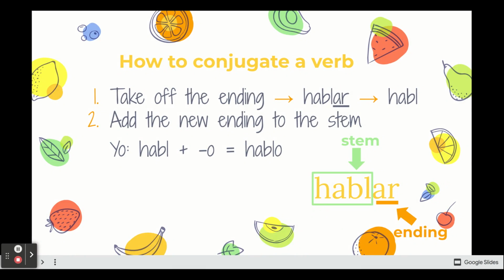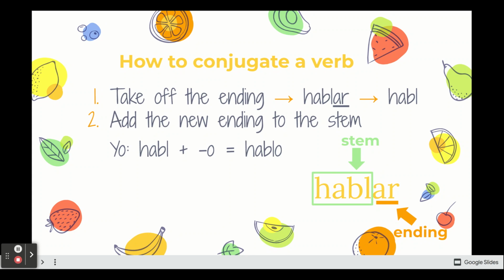So let's review how we conjugate a verb. The first step is to take off the ending. So in this case, it would be ER and IR. My example is an AR verb, but it's the same rule. So if it was an ER or an IR, you would take it off and you're left with what's called the stem. And then you're going to add your new ending to the stem. So again, for AR verbs, the yo ending is O, so you add that to your stem and you get hablo.